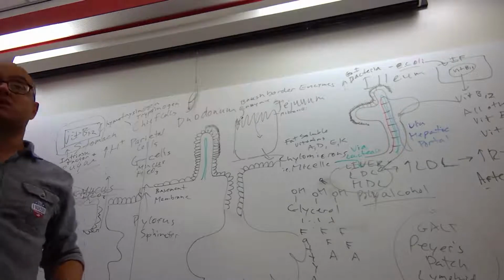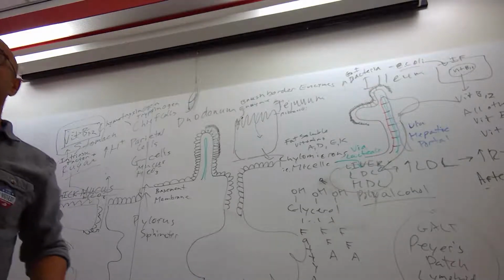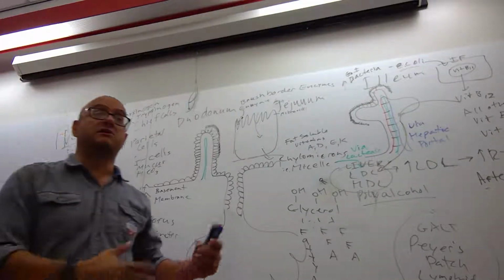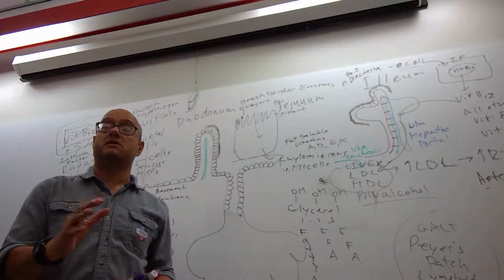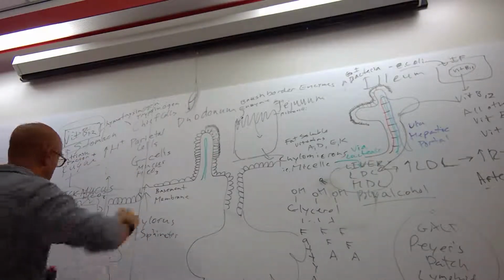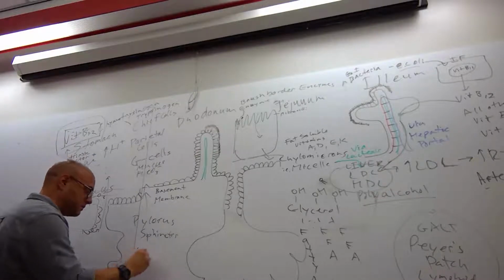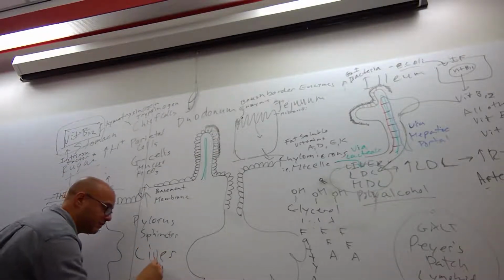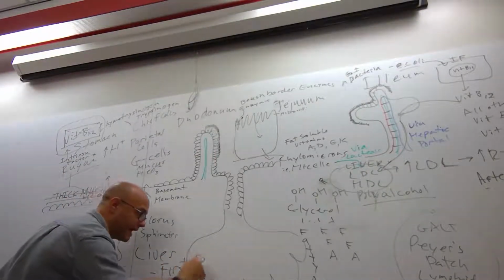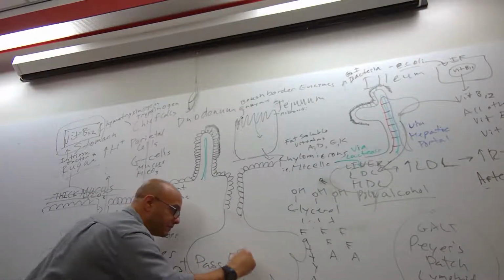Because when you take something from the stomach, from the GI, and you bring it to the liver, listen guys, on top of everything else the liver is doing, the liver has this thing called the first pass effect.